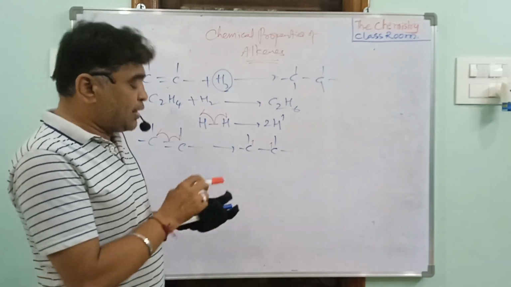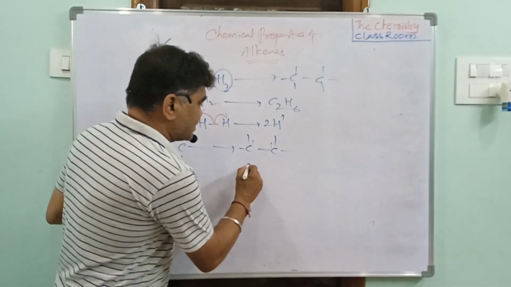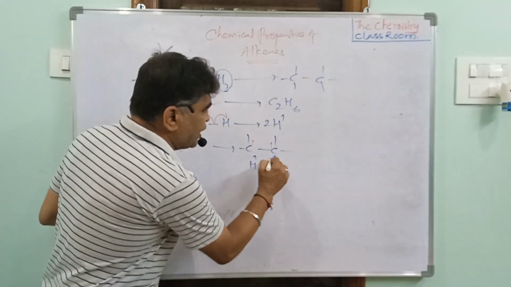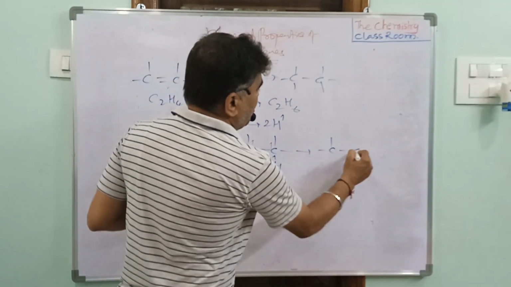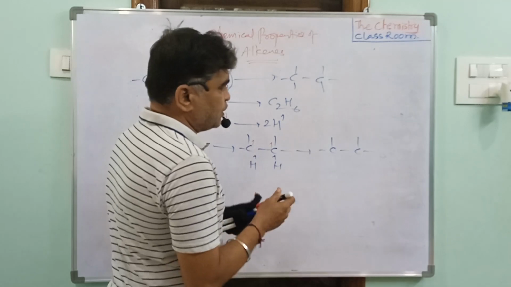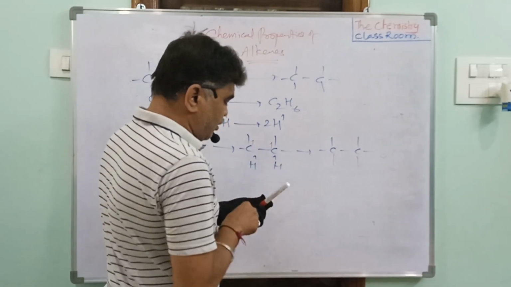These two free radicals are reacted with two hydrogen free radicals. So here the first hydrogen free radical is reacting with carbon, the second hydrogen free radical is also reacting with carbon, and what you are forming is one new bond between the carbon and hydrogen. So here the new bond is formed between the carbon and hydrogen.